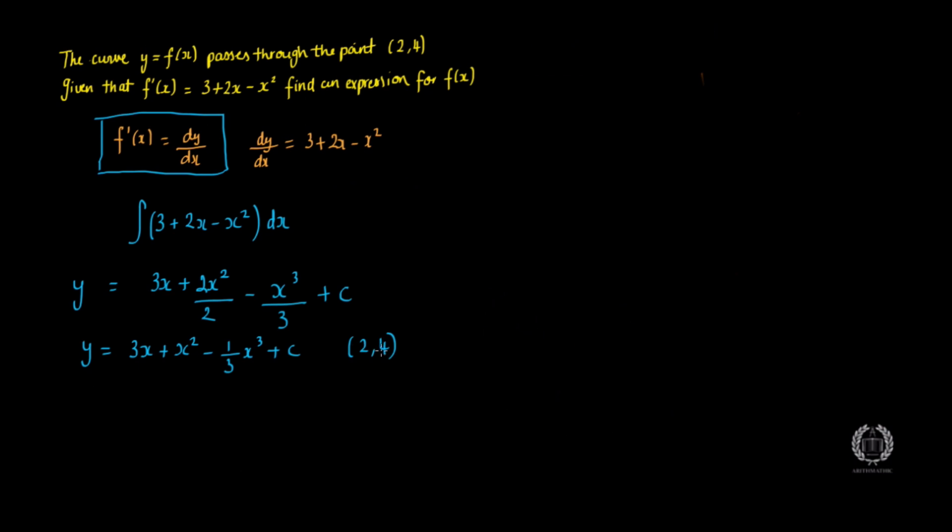So what I'm going to do is put 4 in here, so that's 4 in y. And now instead of writing x, because I know my x value is 2, I'm going to substitute 2 in. So again, here I'm going to substitute 2 in, minus 1/3, and then that's going to be 2 cubed plus c. So now if you were to simplify this, that's going to be 4. 3 times 2 is 6. Again, you could do this in your calculator. Plus 4 minus, that's 2 cubed, which is 8. 8 times 1/3 is 8 over 3 plus c.